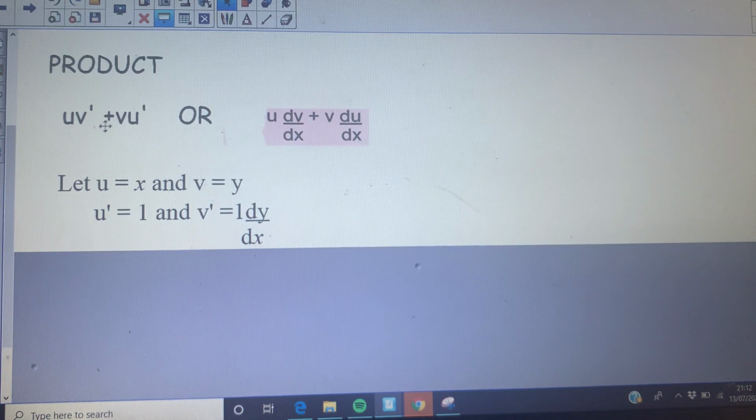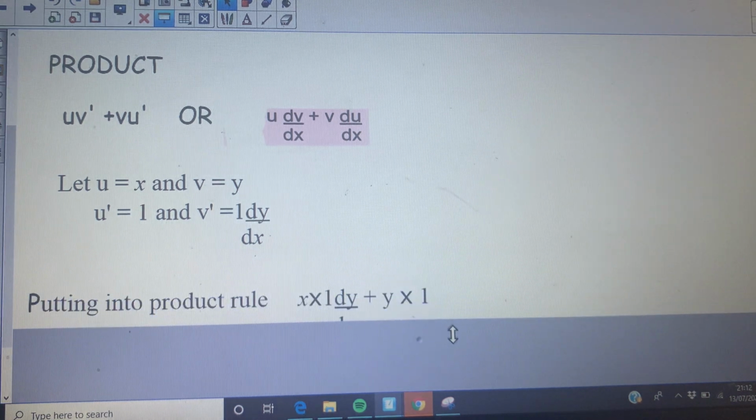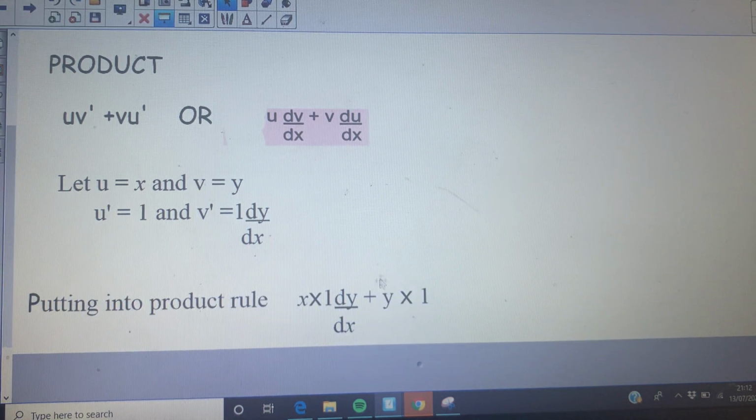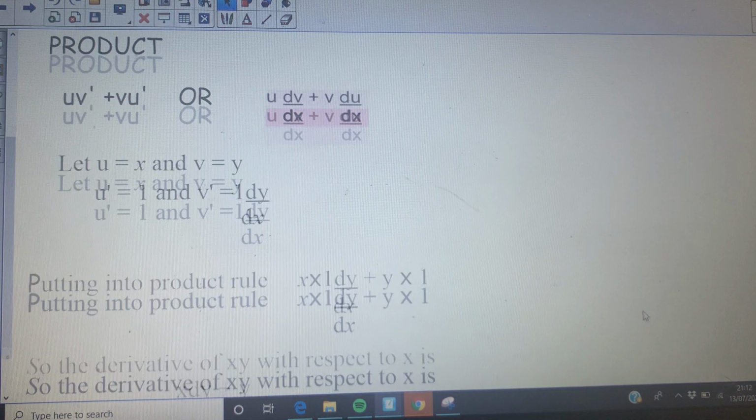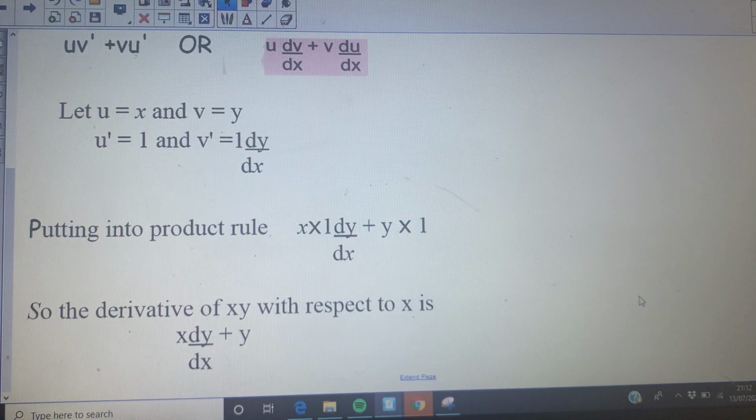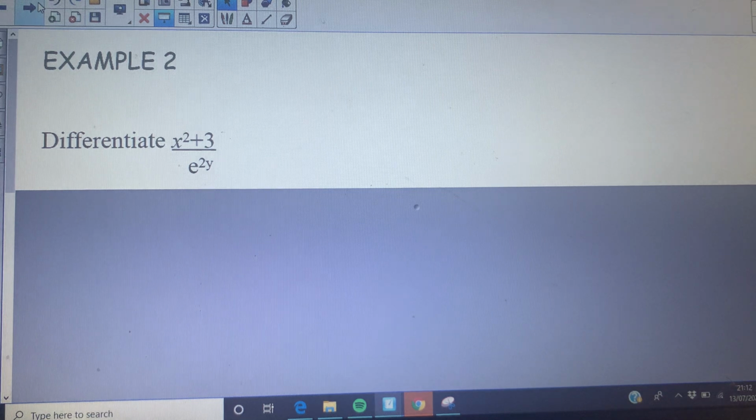You're now going to substitute these 4 things into whichever formula you like. So you're going to get, putting it into the product rule, u times dv dx plus v times du dx. So the derivative of xy with respect to x is x dy dx plus y. Okay, so that's our first example.